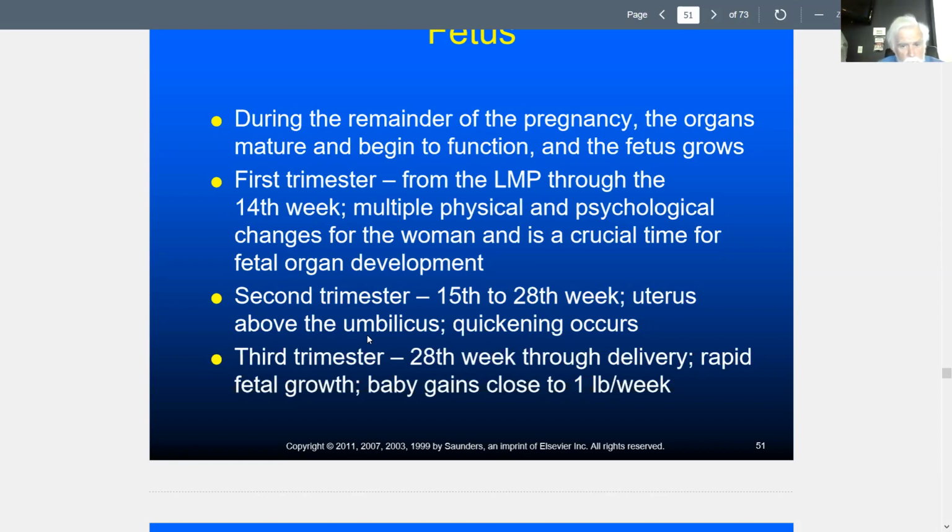And in reality, the baby puts on probably half its weight in the last month.